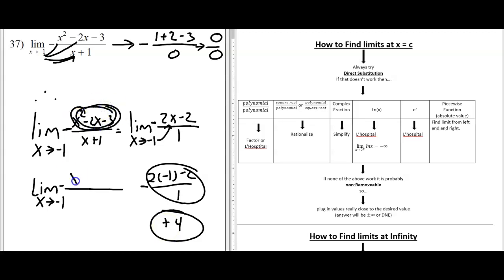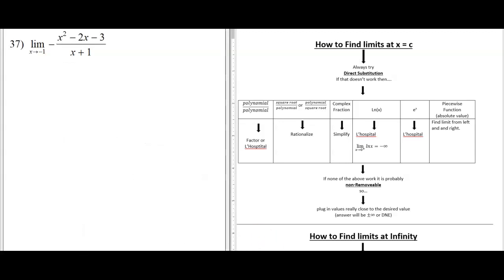You could factor that on the top, and then remove the discontinuity, plug it in, and you get 4 that way as well. So it doesn't really matter whether you do L'Hopital or factoring when you have a polynomial over polynomial. So long as it gives you 0 over 0, you can do either strategy. Okay. All right, so that takes care of 37.